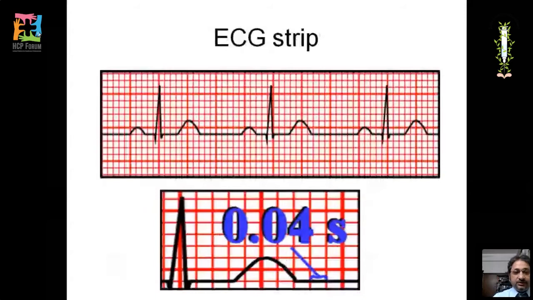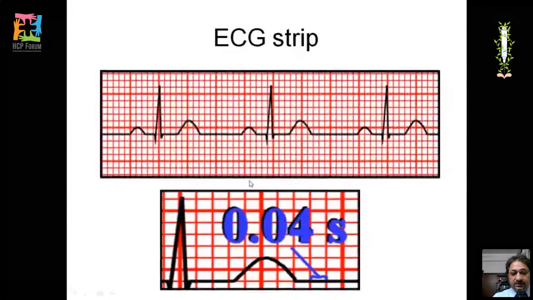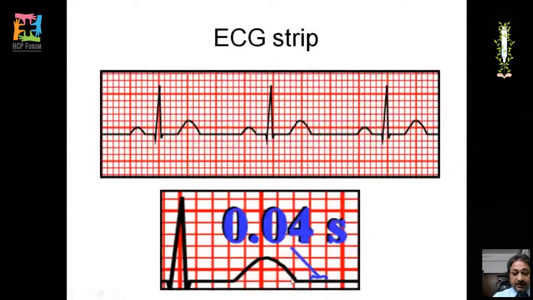So this shows a normal ECG with PQRST waves. Here we can see the small square, and you have to know that the length of the small square is 1 millimeter and the duration is 0.04 second. And the large square, the width of which comprises 5 small squares, the duration will be 0.04 into 5, that is 0.2 seconds.